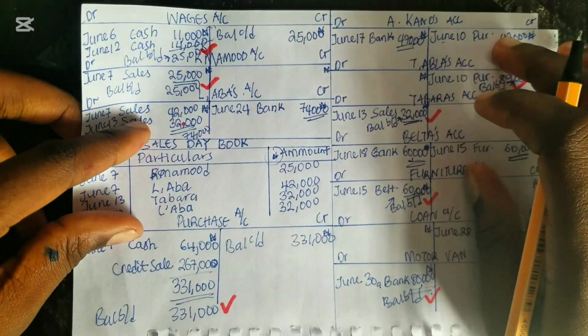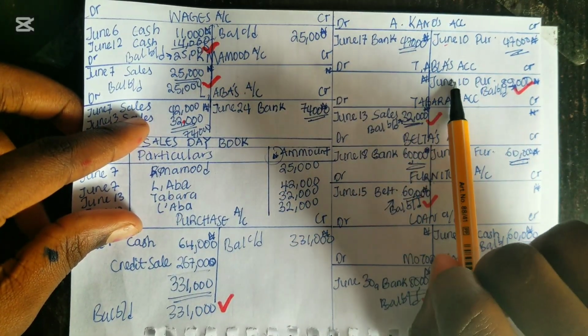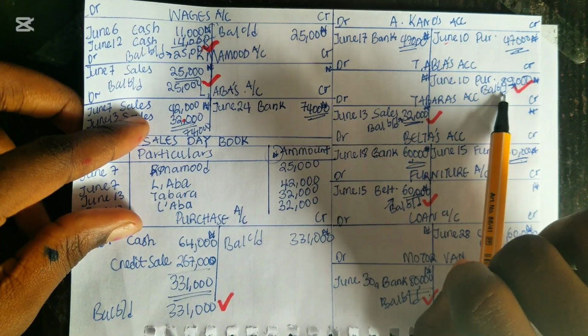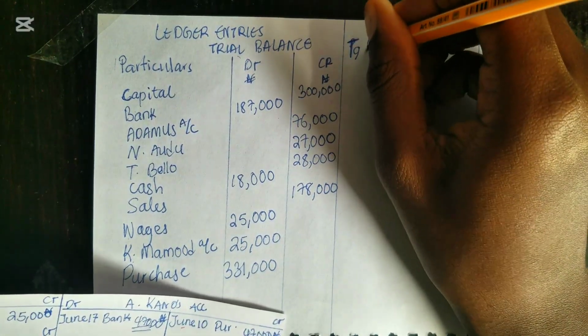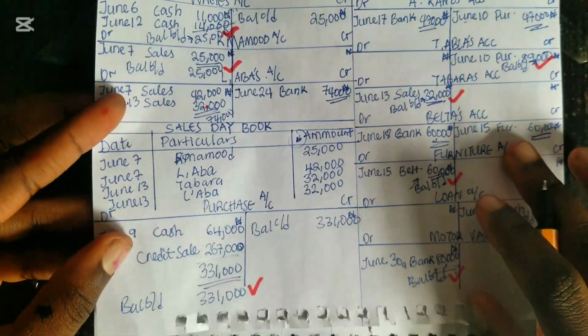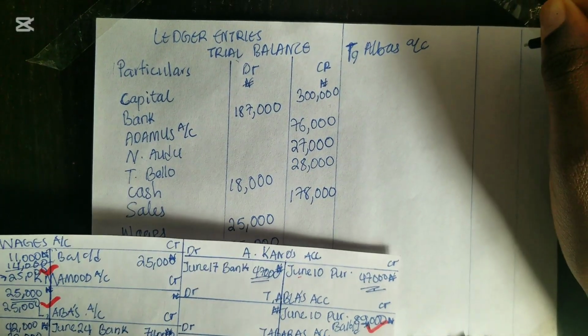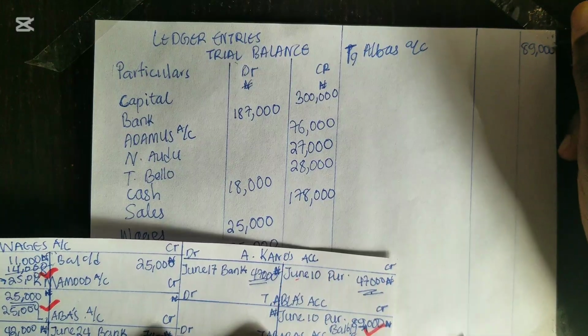A Kano's account. A Kano's account, does it have a balance brought down? No. T Alba's account, does it have a balance brought down? Yes, it's on the credit side. So we write T Alba's account, and it's on the what? It's on the credit side of what? 89,000. So this is the credit side, right? 89,000. Sorry, this is 0.